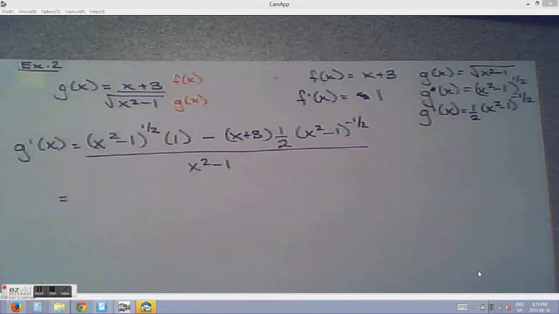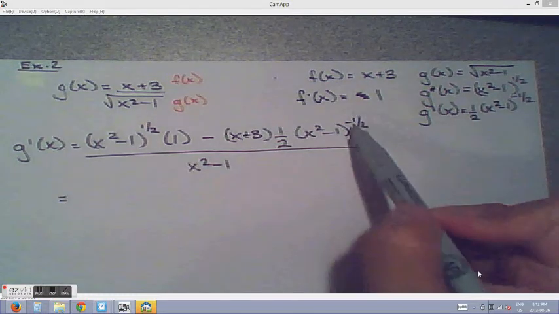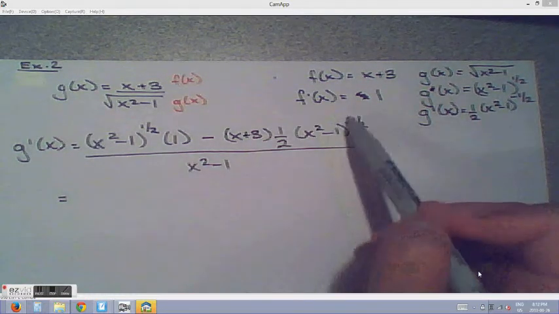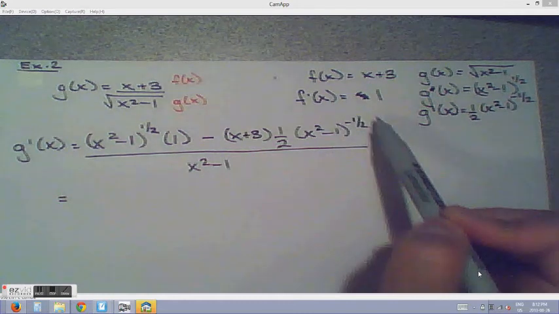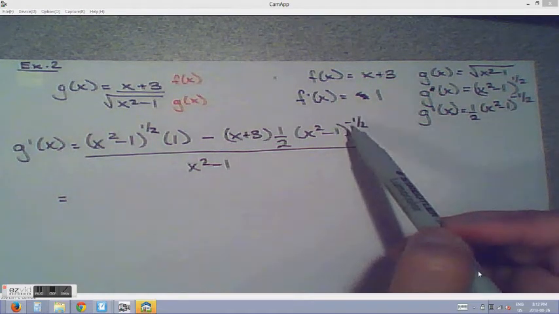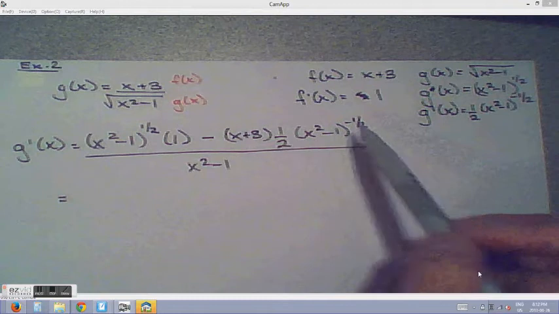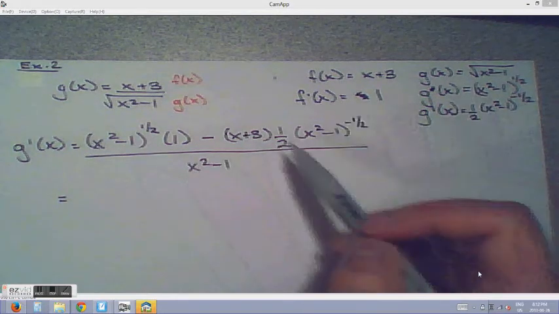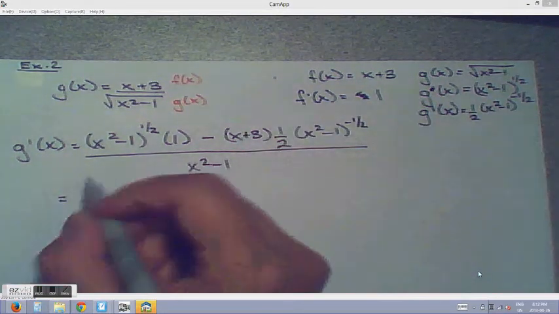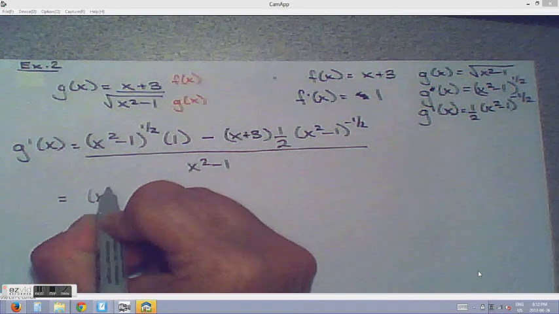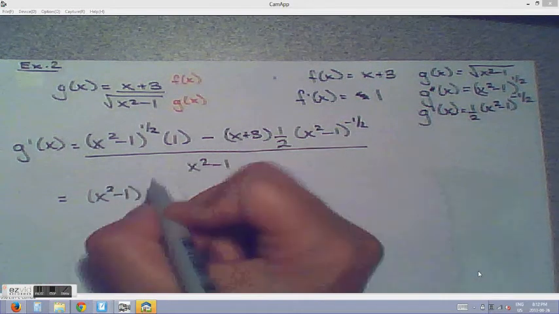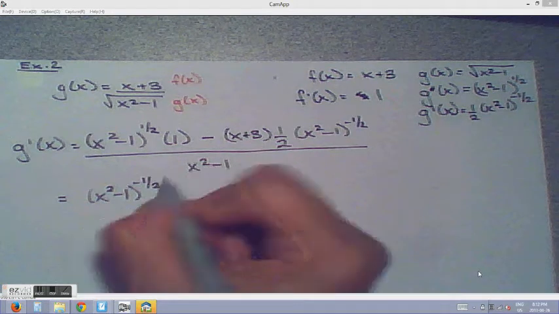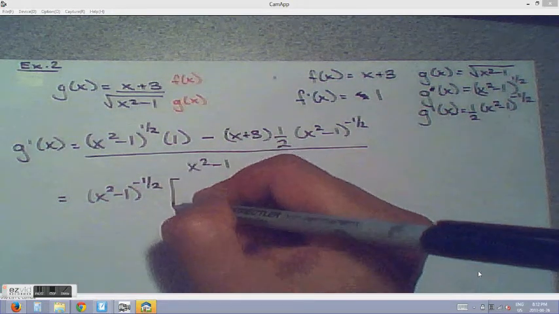In doing these questions, what you want to look for is the term in the denominator with the lowest exponent. So in this case, it's minus 1/2. So I'm going to factor that out. I know it's going to feel a bit funny, but we're going to factor that out because it is the lowest exponent, okay?